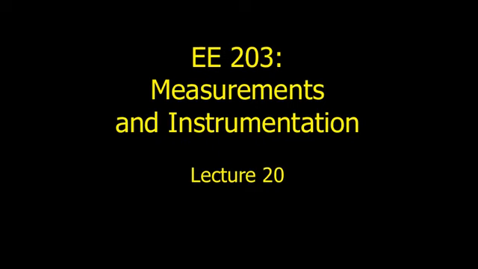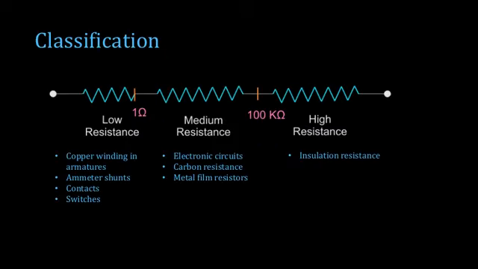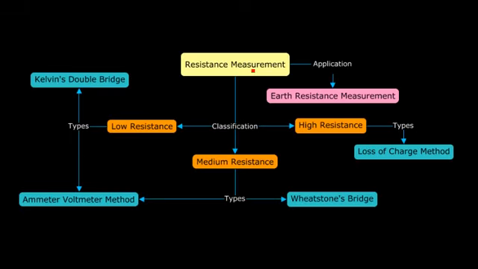Dear students, welcome to the new lecture on measurements and instrumentation. Today we will be starting module number 3. The first topic that we are going to discuss is resistance measurement. In the syllabus given, we are classifying resistance measurement into low resistance, medium resistance, and high resistance measurement.